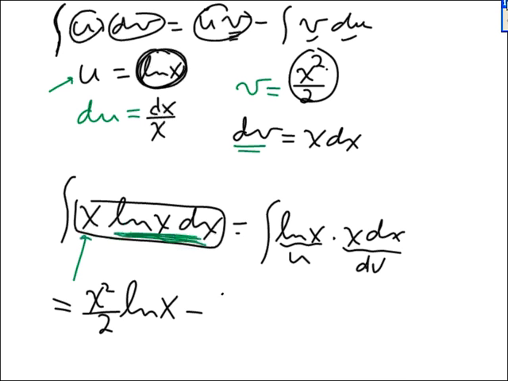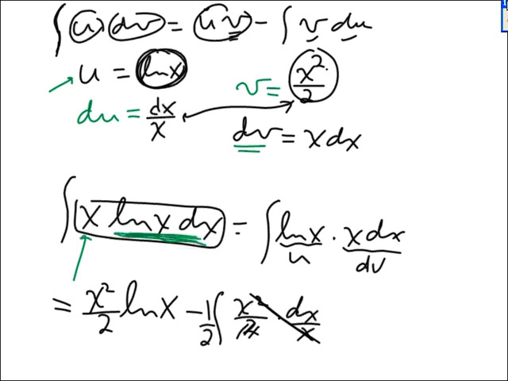Minus the integral of, according to the formula, v du. Minus this product, v du. x squared over 2 times dx over x. Well, the 2 on the bottom, I'll bring it out as a half. And x squared over x is just x. So all I have here is the integral of x dx.